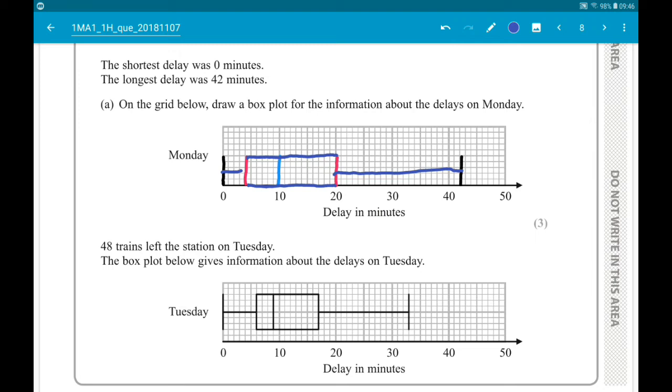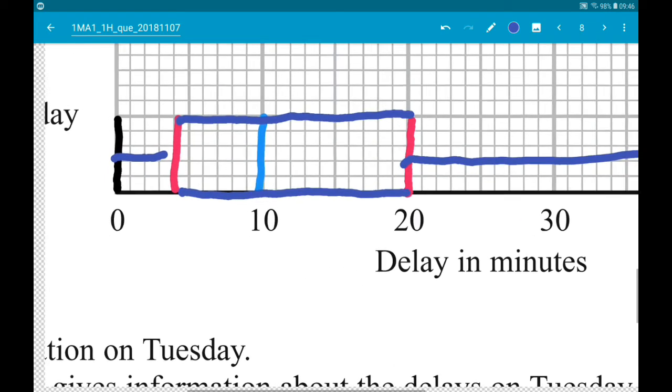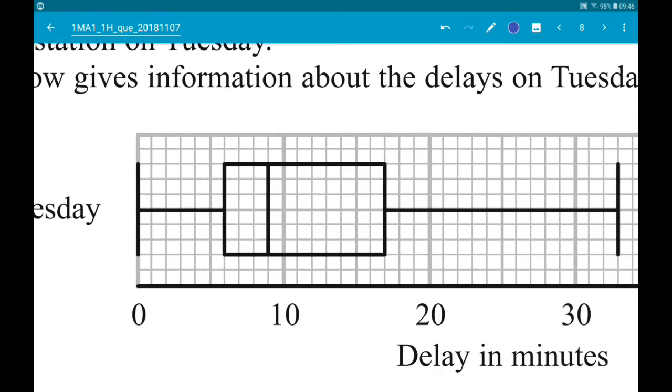And then the second thing, if we compare the medians, we can see on Monday it was 10. On Tuesday it was 9. So for that one we can say the median delay time on Monday was greater than the median delay time on Tuesday.